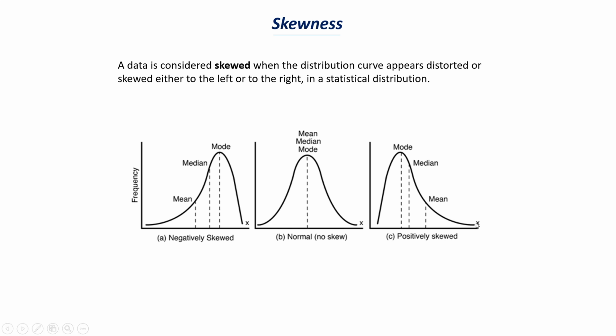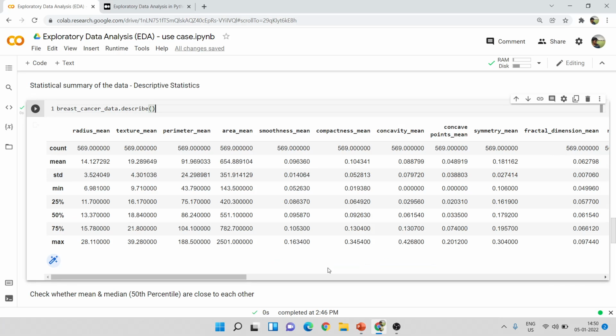Here the tail is on the right side. In this other case, the tail is on the left side. If the tail is on the left side, we call that left skewed or negatively skewed data, and if the tail is on the right side, we call that right skewed data. Here the mean value is greater than the median value. The y-axis represents the total number of values that we have, and the x-axis represents the magnitude of the value. If I go to this data set, let's take the first radius mean value: the mean value is 14.12 and the median value is 13.37 and so on.